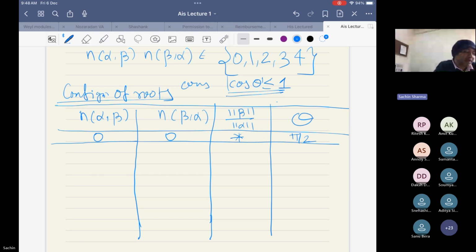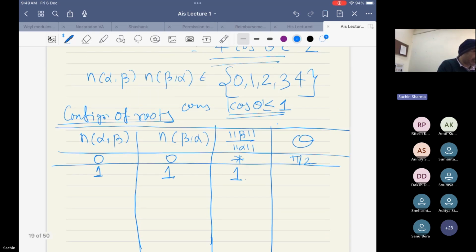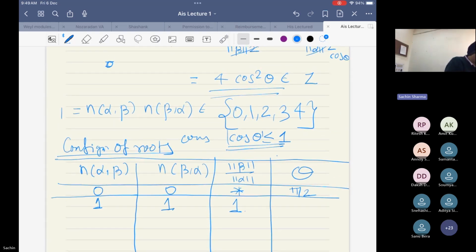Okay. The second case is 1, 1. Both are having equal length here. What do you expect of their angle now? Please do the calculation. So what does that imply? It implies that n(alpha, beta) is equal to 1. That implies that 4 cos square theta is equal to 1, and so cos square theta is equal to 1 by 4.